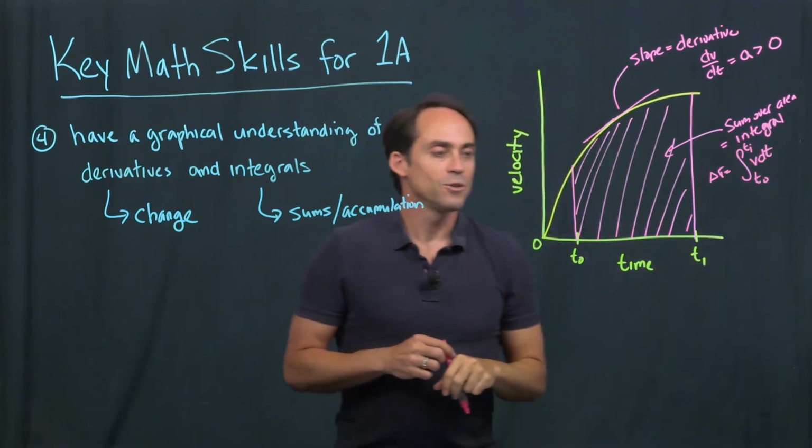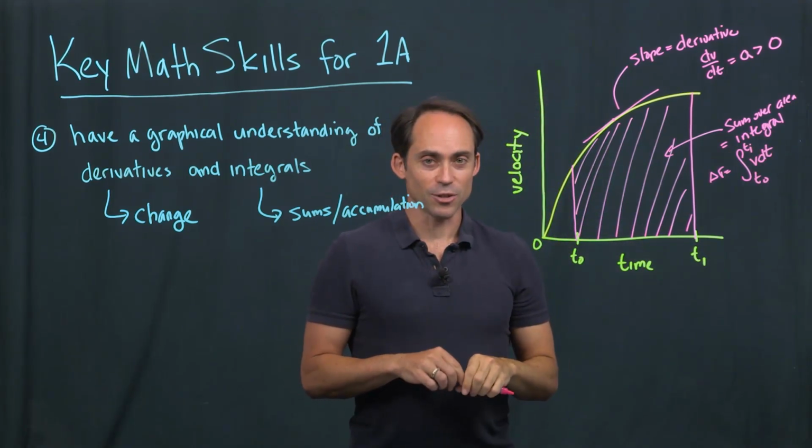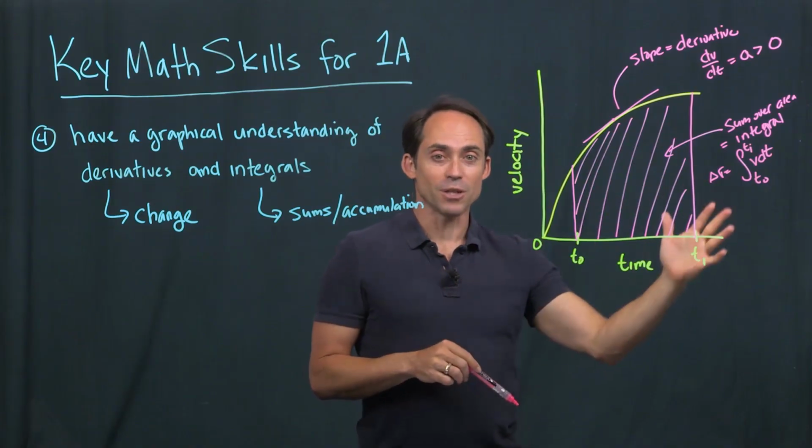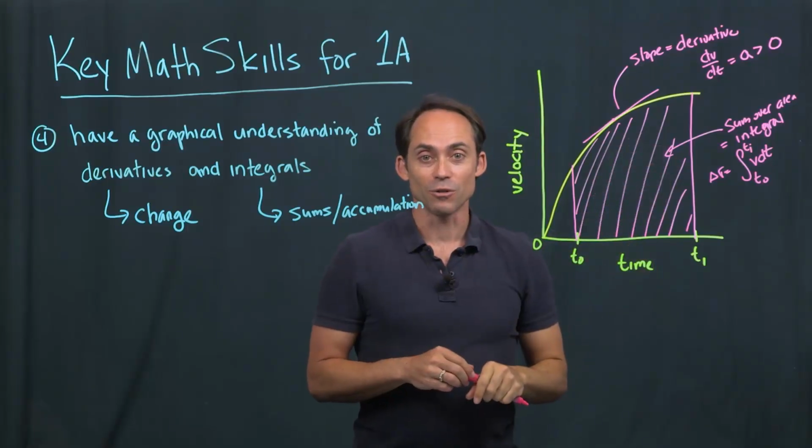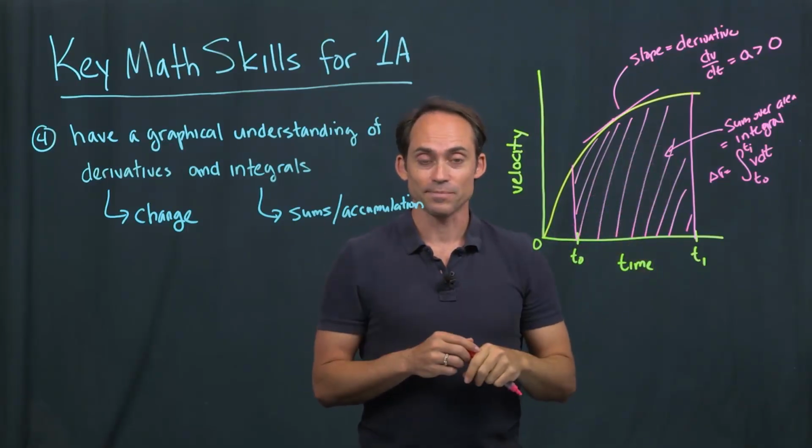All right? So we can use this graph to actually figure out how much an object has moved over a given amount of time by simply adding up the area under this curve. All right? That's an accumulation.